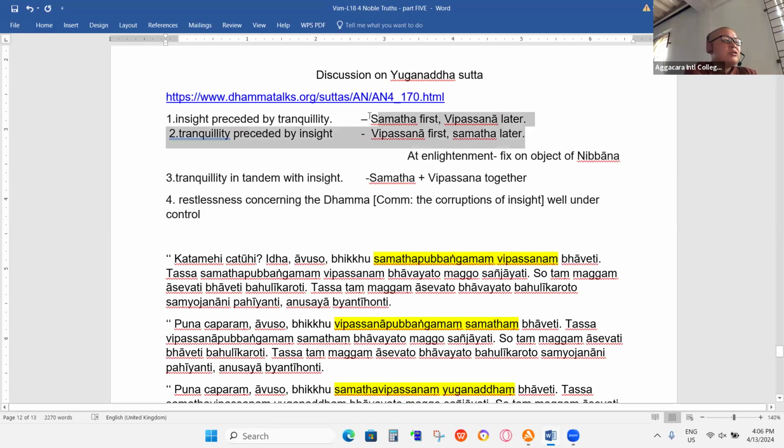So only these two are of interest for people, because if you know the Pa'au method, it will be samatha first, vipassana later. Mahasi will be more towards this one, vipassana first and samatha later. All right, so these are the different terms.